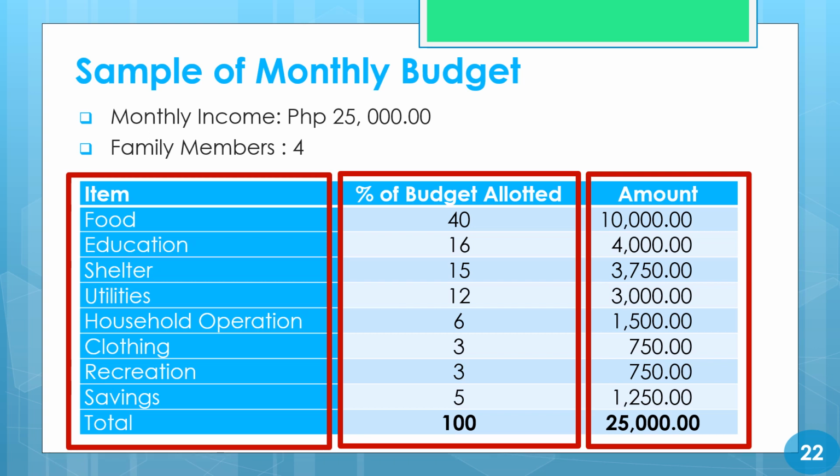So with all this, are you now ready to do the budgeting by yourself? Do you now have ideas on what to prioritize first and last? Can you now create your own budget?